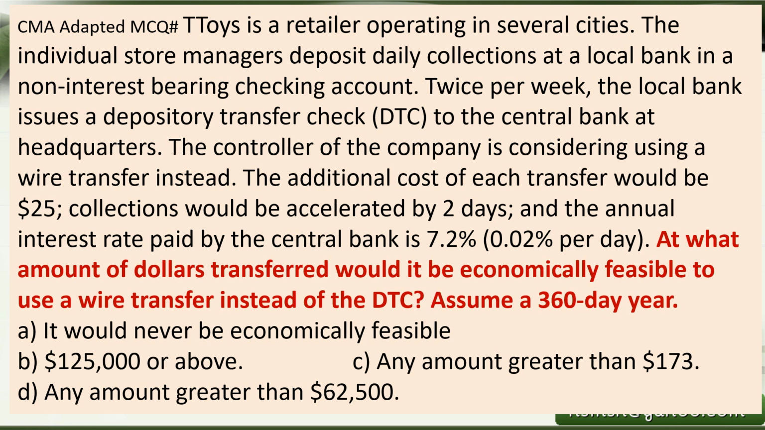The controller of the company is considering using a wire transfer instead. The additional cost of each transfer would be $25. With a wire transfer the bank normally charges $25 for each transfer, but it will be faster. Immediately it reaches the account in the bank. So collection would be accelerated by 2 days. So that 2 days savings will be there.